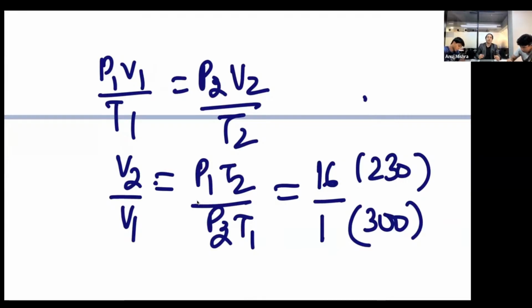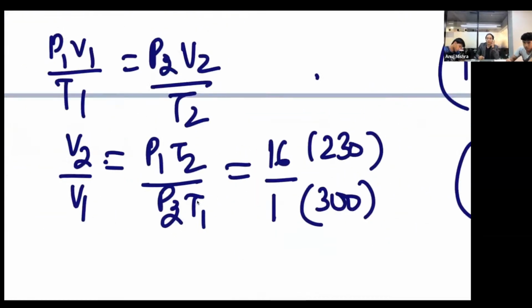Now V2 upon V1 comes out how much? P1 upon P2 into T2 by T1. अब मेरे को बताओ, सबकी वैल्यू पता है. P1 कितना मेरा 16, P2 is 1, T2 is how much? 230. T1 is how much? 300. Please note down all the values. 16 से 1 पे गए, 300 से 230 पे गए. तो वैल्यूज मेरे को सारी पता है.